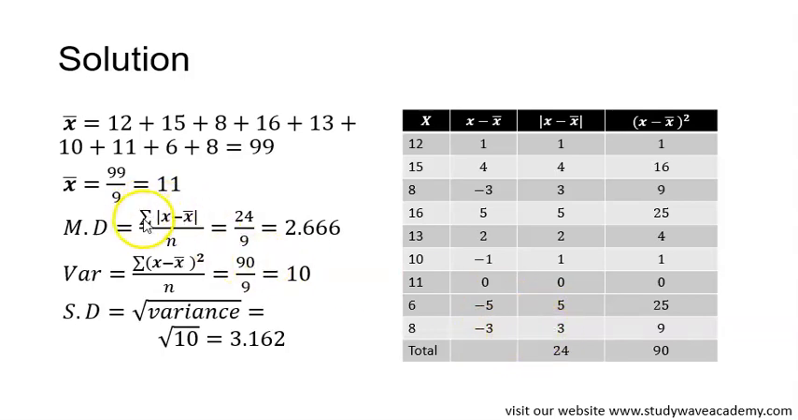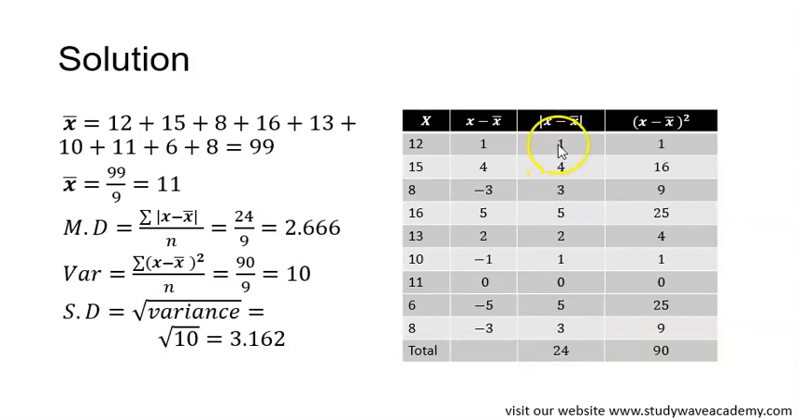Now we are to get the sum. Remember, we are getting the sum of the absolute values. So we add all these together: 1 plus 4 plus 3 plus 5 plus 2 plus 1 plus 0 plus 5 plus 3. When you add all these together, what is going to be your answer? You got 24, right?